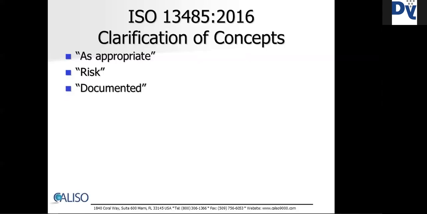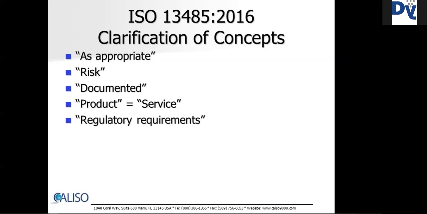When a requirement is required to be documented, it is also required to be established, implemented, and maintained. When the term product is used, it can also mean service. Product applies to output that is intended for or required by a customer or any intended output resulting from a product realization process. When the term regulatory requirements is used, it encompasses requirements contained in any law applicable to the user of ISO 13485.